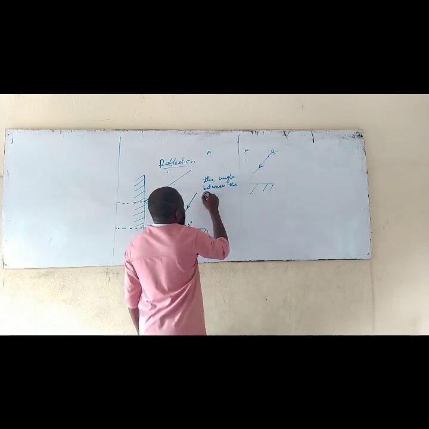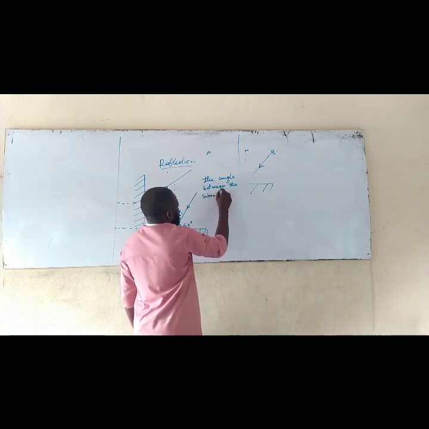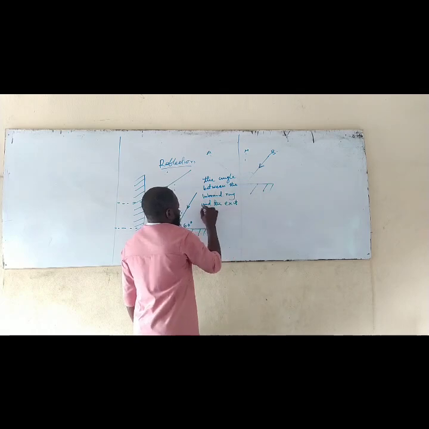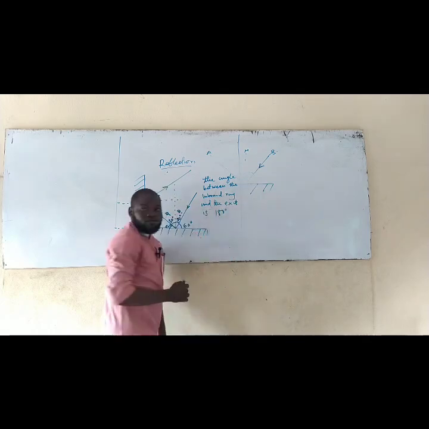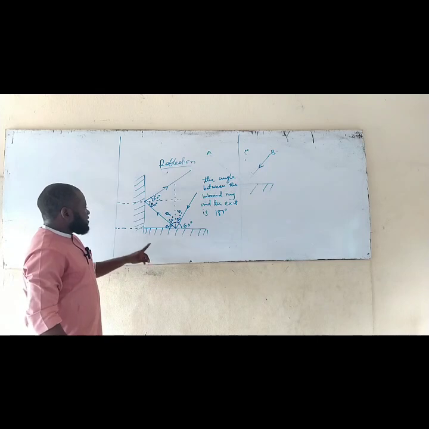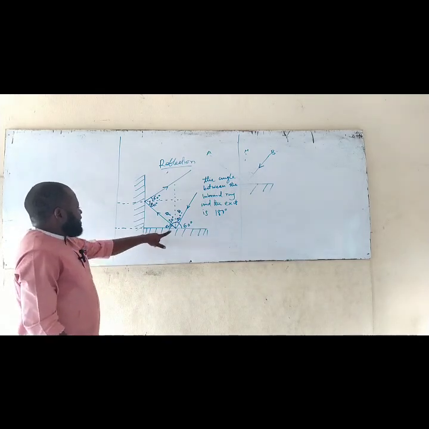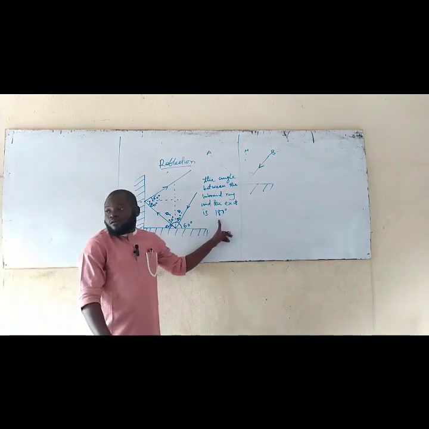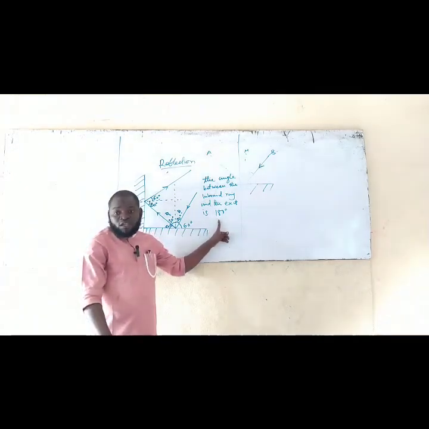between the exit ray, the inbound ray, and the exit is what? It is 180 degrees. Because these lines are parallel, you can as well say it is 0 degrees. You don't want to be mathematical. Are you getting this now?